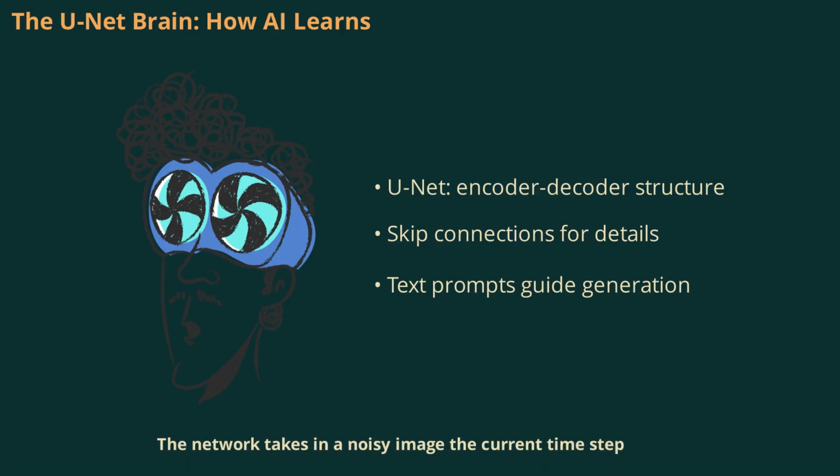The network takes in a noisy image, the current time step, and any conditioning information like your text prompt. Using attention mechanisms, it predicts exactly what noise to remove, gradually revealing a clean, detailed image. This combination of multi-scale understanding and text guidance allows diffusion models to create images that closely match your descriptions, whether you want photorealism or artistic flair.